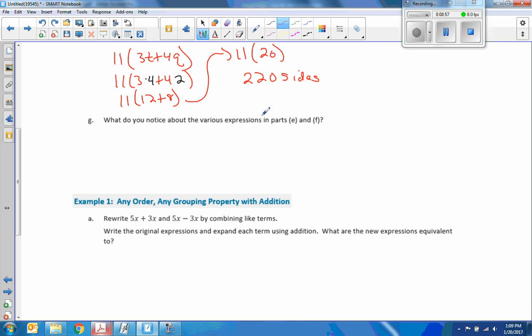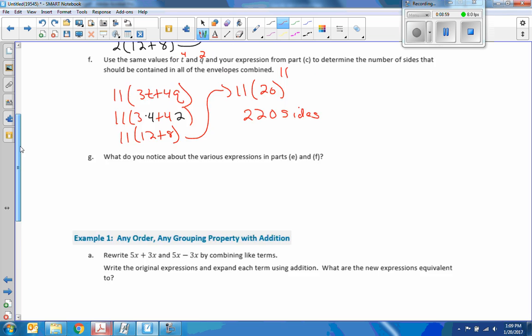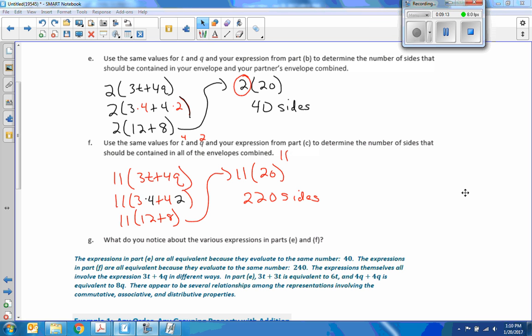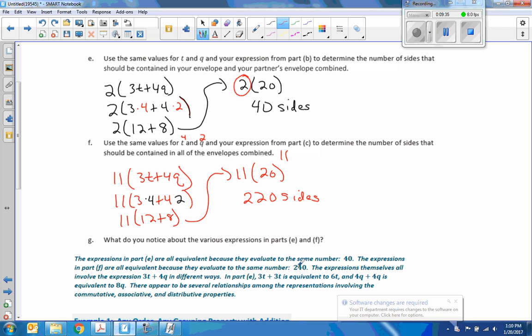G. What do you notice about the various expressions in parts E and F? What do you notice about expressions from D and F? This is a lot of writing, so I'll just bring it in from the teacher's edition. Okay, so the answer to that is the expressions in part E are all equivalent because they evaluate the same number, 40. The expressions in part F are equivalent because they evaluate the same number. This says 240, but in our case, this was an example where they used 12 students. So this should be 220.